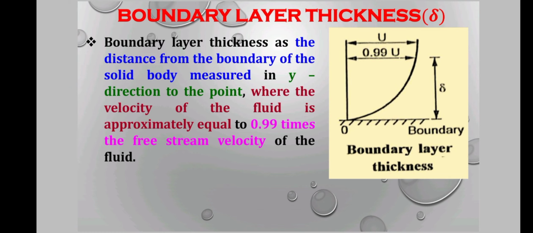Boundary layer thickness is the distance from the boundary of the solid body, measured in the y direction, to the point where the velocity of the fluid is approximately equal to 0.99 times the free stream velocity of the fluid. It is also seen in the diagram itself: from 0 to the high value of 100% the value will be U, and for 99% it will be the delta value.